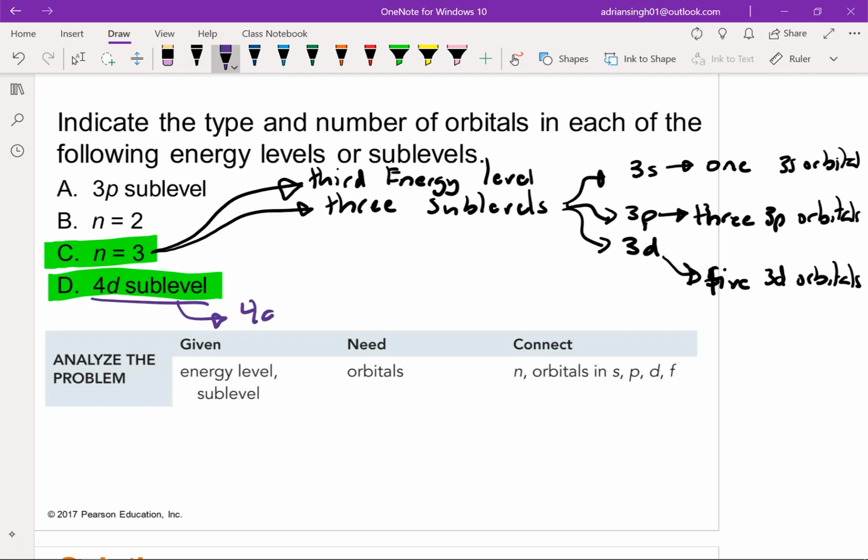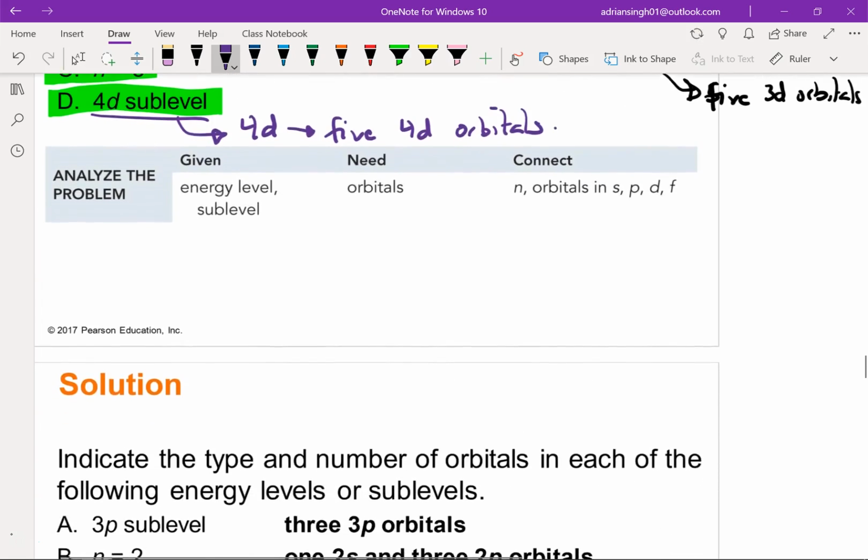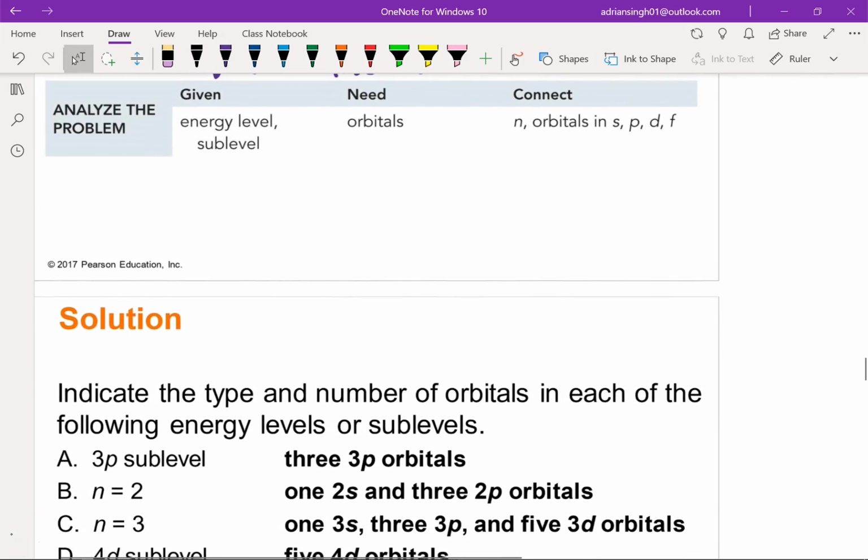All right, for the second one here, we're asked specifically about the d sublevel. We're told that we're dealing with the 4d sublevel, and all the d sublevels, just like the 3d, for instance, will contain 5 4d orbitals.